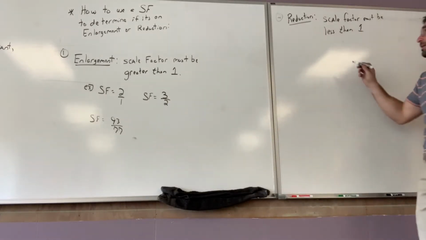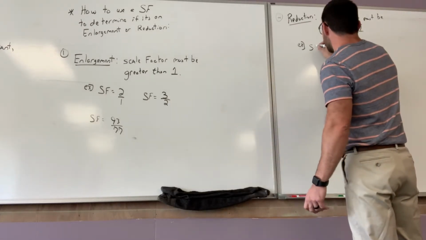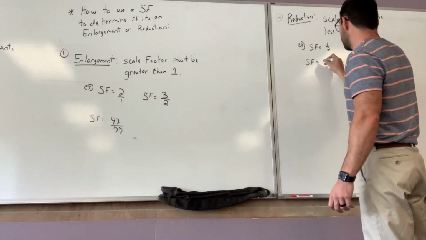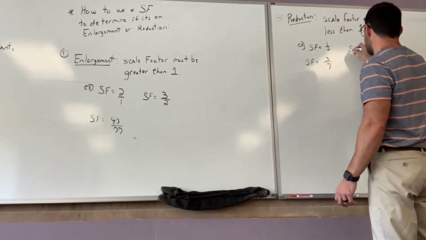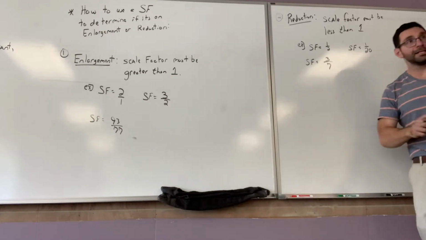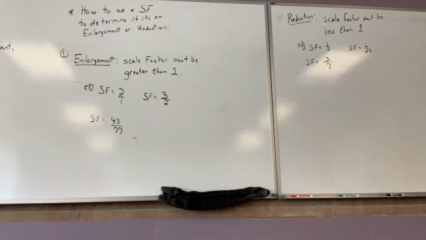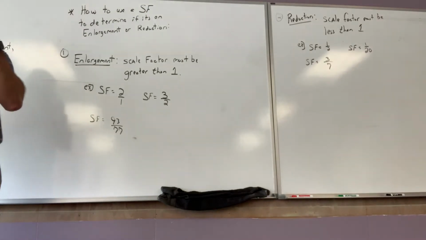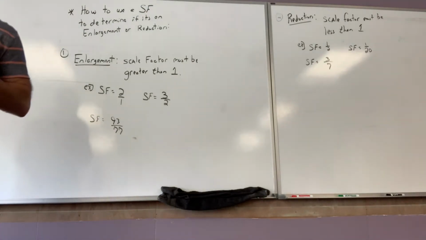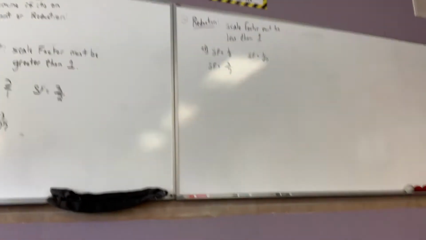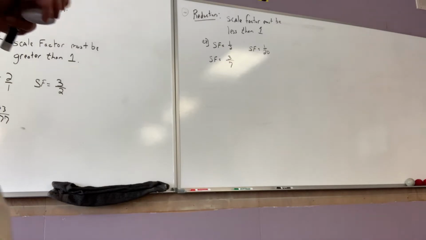So again, examples. The scale factor could equal 1/2. The scale factor could equal 3/7. The scale factor could equal 1/20. Anything less than 1 will mean that the end result going from the original to the next figure will be smaller, which means it is a reduction. Questions so far? Gonna work? Yeah, it will.